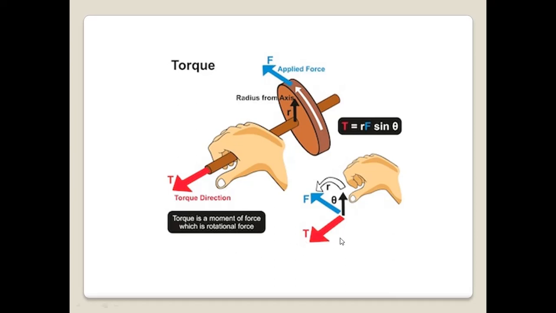So let us see what is represented here. It is represented again as F in this direction, and R. The angle between R and F is theta. So torque is given by R vector cross F vector, which when expanded will give RF sine theta. And torque will always act in a perpendicular plane.